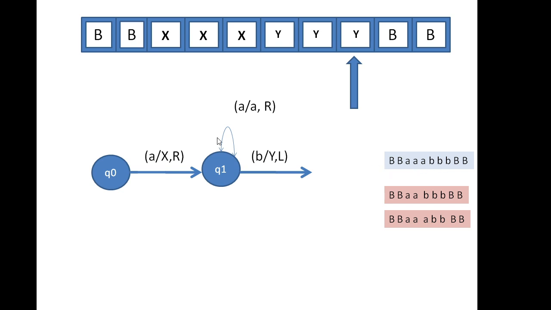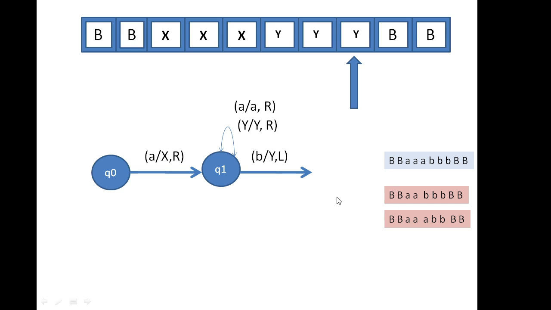So the first A I have converted into X and moved right, and then I found a second A. I have left that A as it is and kept moving right. The second A, again I kept as it is and kept moving right till I encountered a B. As soon as I encountered a B, I convert it into Y, and then I keep moving left till I get the first X. So that's how it is going to work.